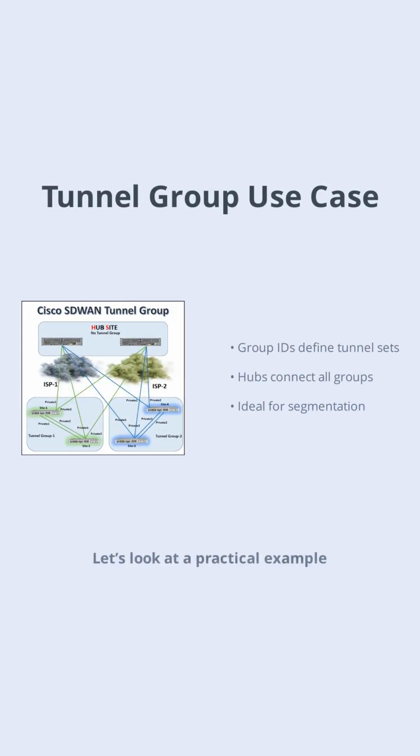Let's look at a practical example. Imagine you have two sets of sites. Site 1 and Site 2 form one group, while Site 3 and Site 4 form another. By assigning a tunnel group ID of 1 to the first pair and 2 to the second, you ensure that tunnels are only established within each group. Hub routers, which don't have a tunnel group ID, can connect to all groups, acting as a bridge. This setup is ideal for organizations with regional hubs or segmented business units.